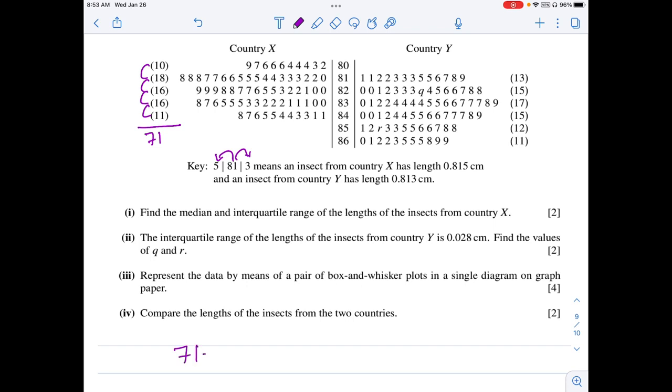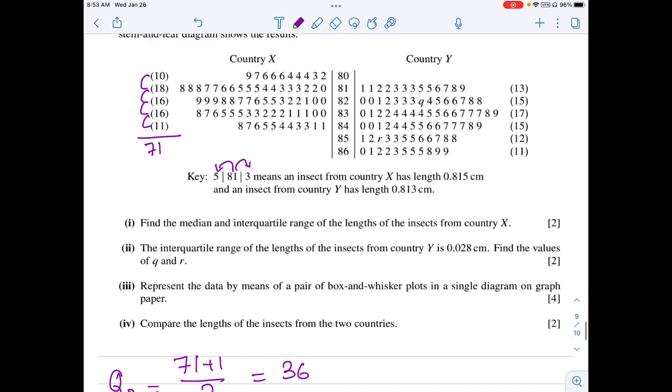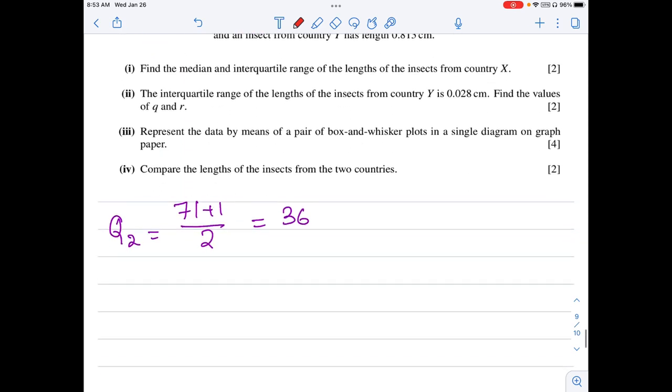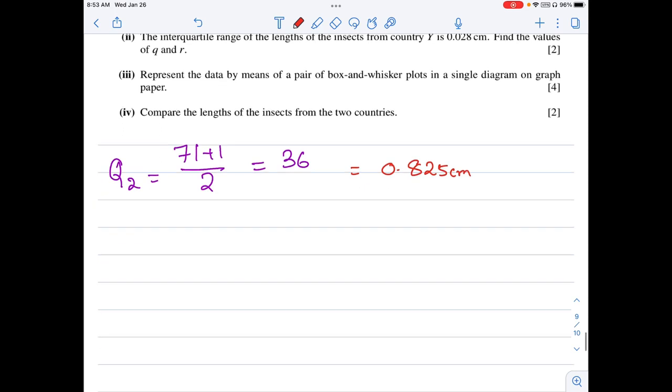71 is an odd number. So in order to get the median, Q2, add 1 and divide by 2. So 72 divided by 2 is 36. So the 36th term. Where is the 36th term? 10 plus 18, 28 are over. Then 29, 30, 31, 32, 33, 34, 35, 36. So the 36th term is nothing but what? 5, which is 0.825 centimeters.